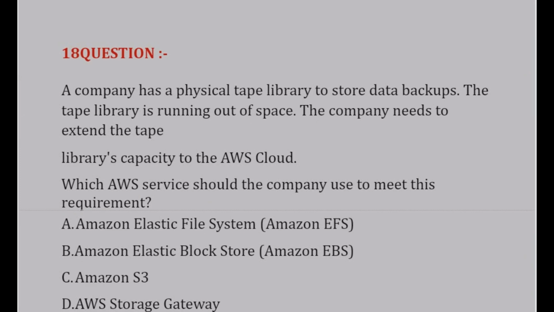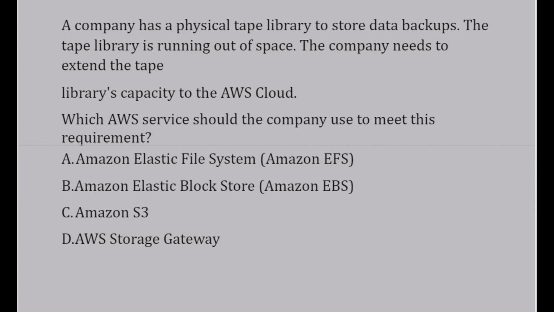Question is, a company has a physical tape library to store data backups. The tape library is running out of space. The company needs to extend the tape library's capacity to the AWS cloud. Which AWS service should the company use to meet these requirements? Option A. Amazon Elastic File System, Amazon EFS. Option B. Amazon Elastic Block Store, Amazon EBS. Option C. Amazon S3. Option D. AWS Storage Gateway. Correct answer is option D.